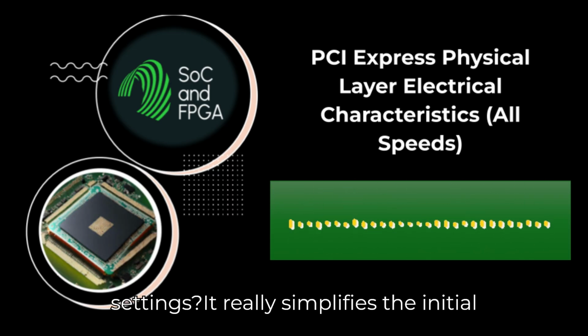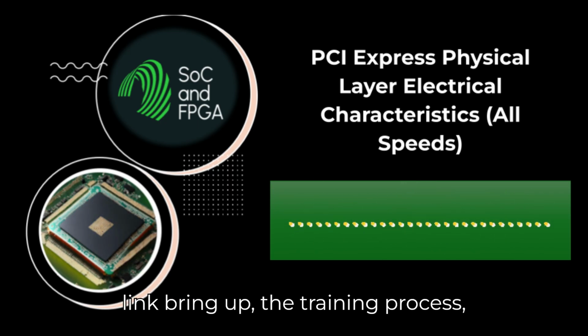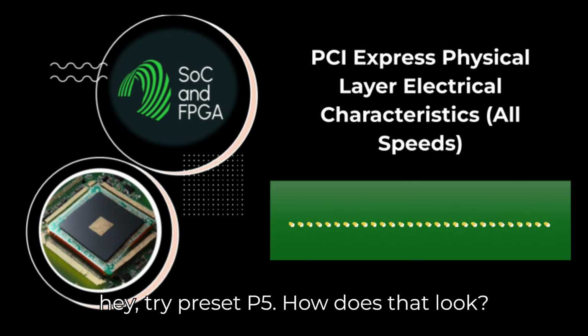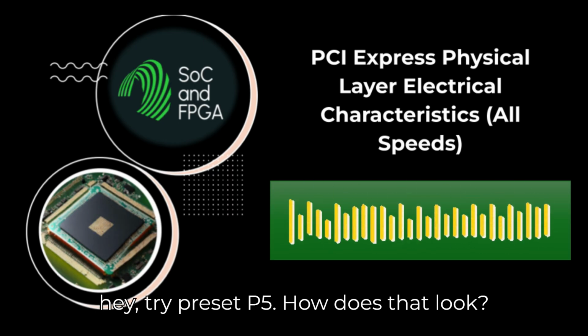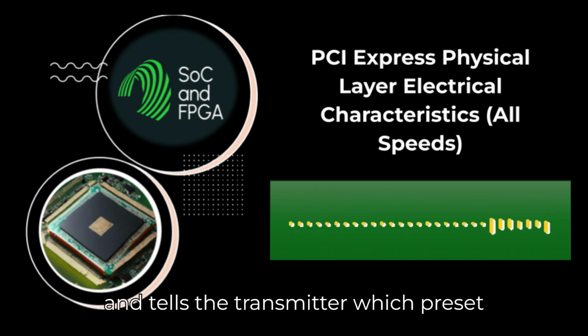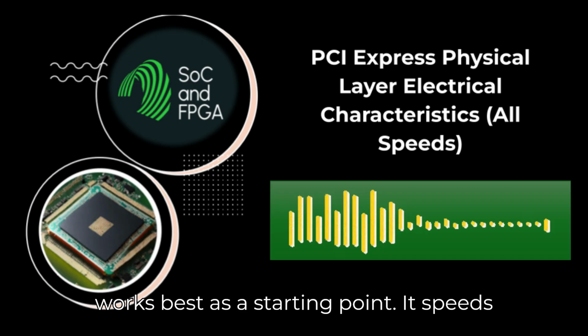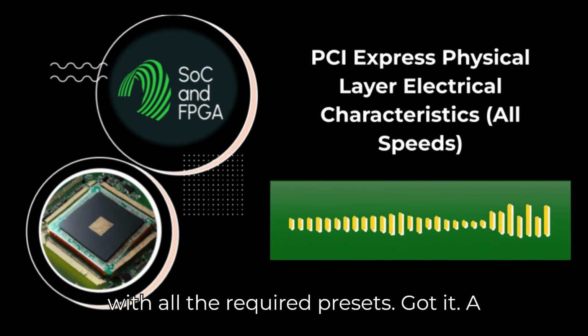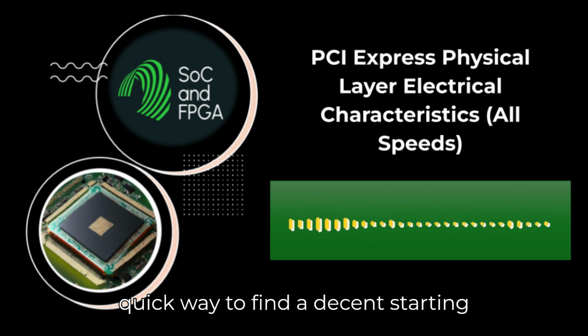Why have standard settings? It really simplifies the initial link bring-up, the training process. Instead of trying countless combinations, the transmitter can ask the receiver, hey, try preset P5, how does that look? The receiver evaluates the signal quality and tells the transmitter which preset works best as a starting point. It speeds things up, and for compliance testing, devices have to prove they work correctly with all the required presets. Got it. A quick way to find a decent starting point.